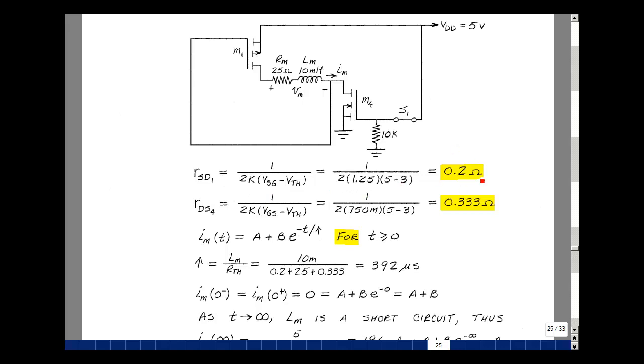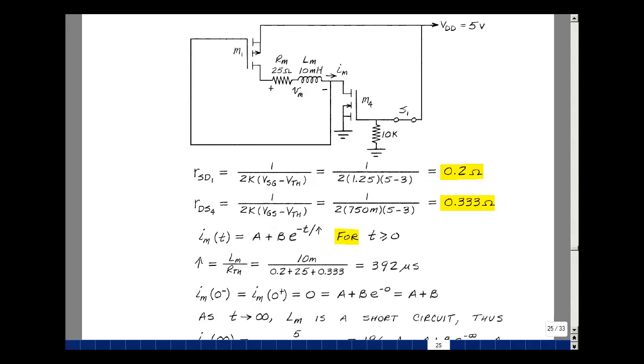We get a pretty small resistance, about 0.2 ohms. Then for transistor 4, same formula, but the subscripts are reversed here. With the gate to source voltage, K was equal to 750 milliamps per volt squared. Gate source was 5, threshold was 3, and that's giving me 0.333 ohms.